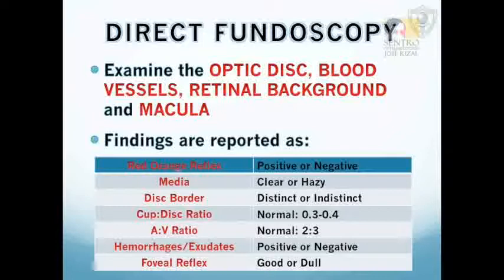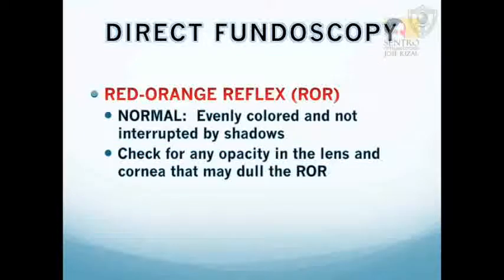The findings are reported as positive or negative ROR, clear or hazy media, distinct or indistinct disc borders. The normal cup disc ratio is 0.3 to 0.4. The normal AV ratio is 2:3. Note for hemorrhages or exudates, and check if the foveal reflex is good or dull. The normal red-orange reflex is evenly colored and not interrupted by shadows. Check for any opacity in the lens and cornea that may dull the ROR.